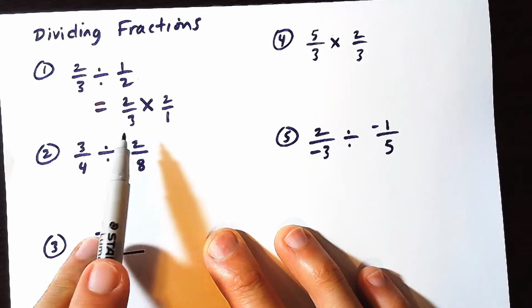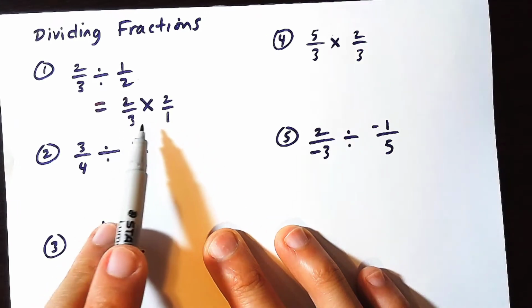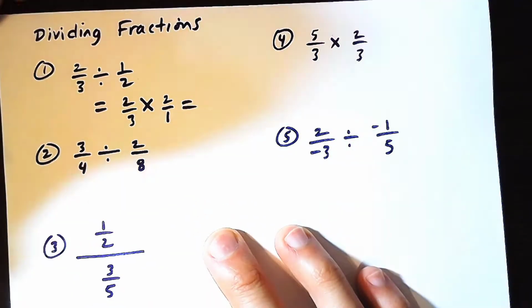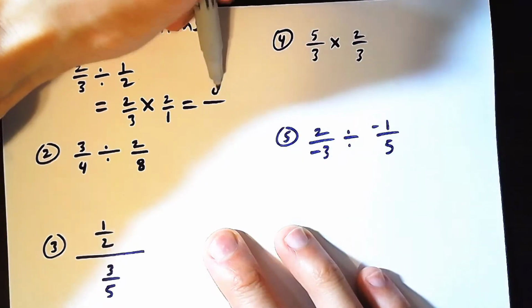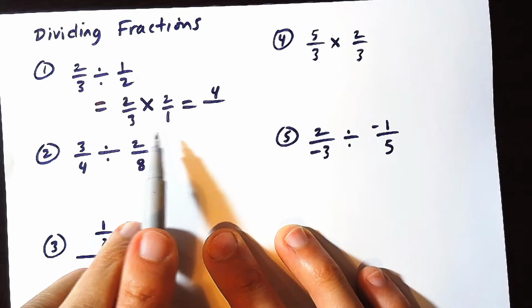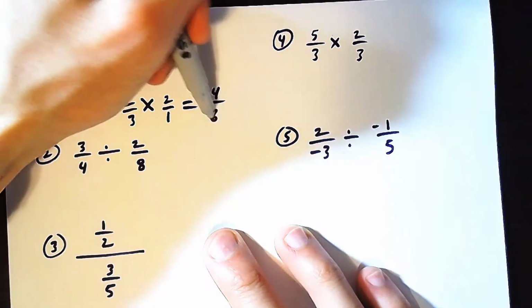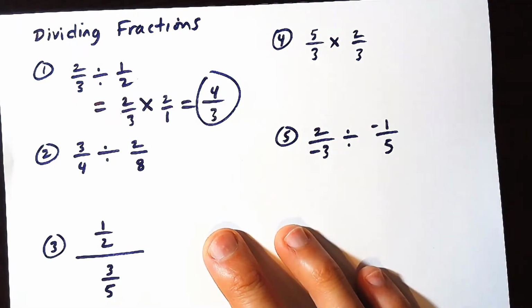And now we're back to the regular question. Multiplying fractions is pretty easy. You simply multiply across. 2 times 2 is 4. And then we multiply across. 3 times 1 is 3. And that's our final answer.